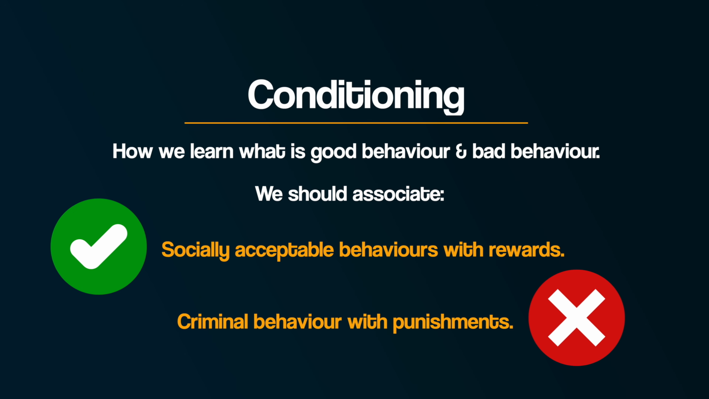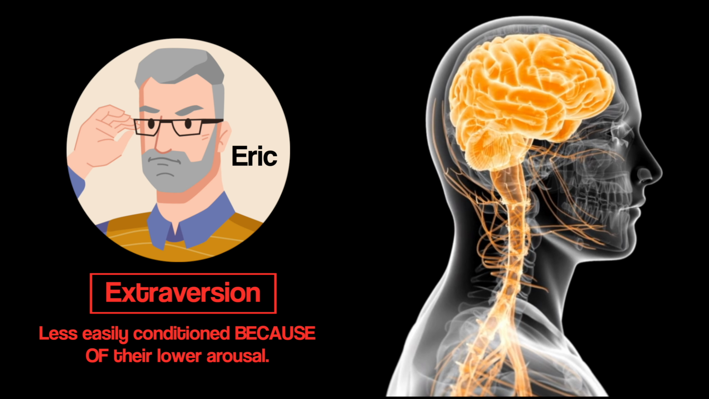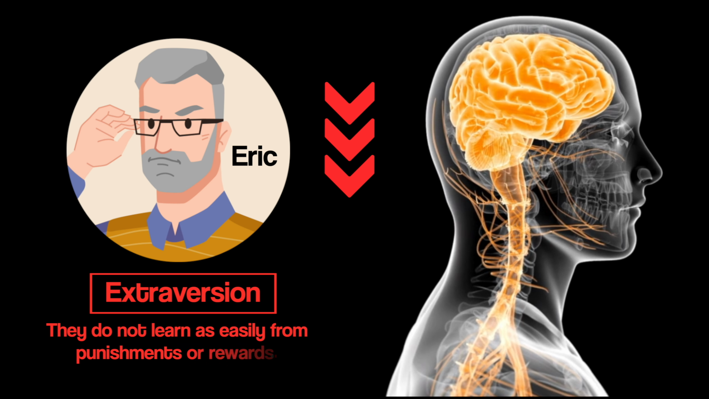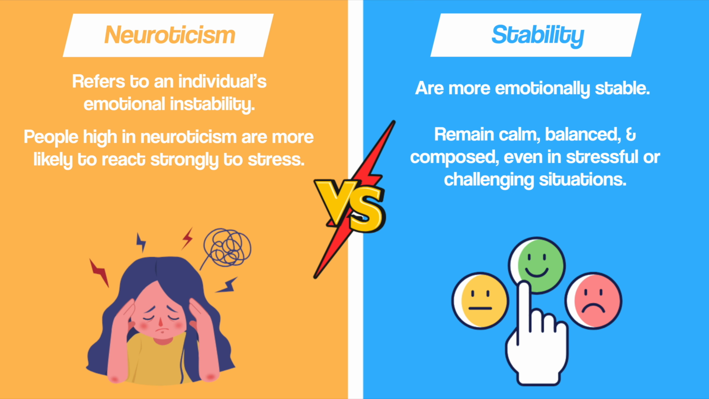Conditioning, in this context, refers to how we learn what is good behaviour and what is bad behaviour. Well, Eysenck suggests that extroverts like Eric are less easily conditioned because of their lower arousal. They do not learn as easily from punishments or rewards because their under-aroused nervous system makes them less responsive to external feedback. Neuroticism, according to Eysenck, refers to an individual's emotional instability.